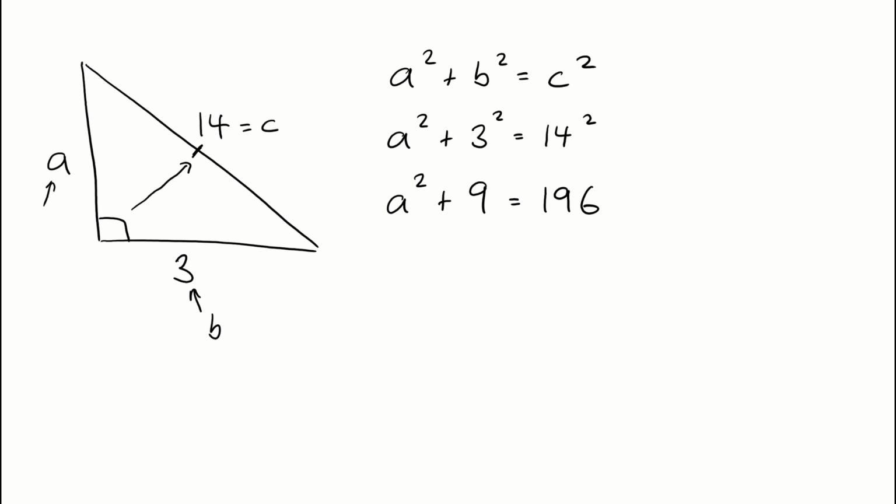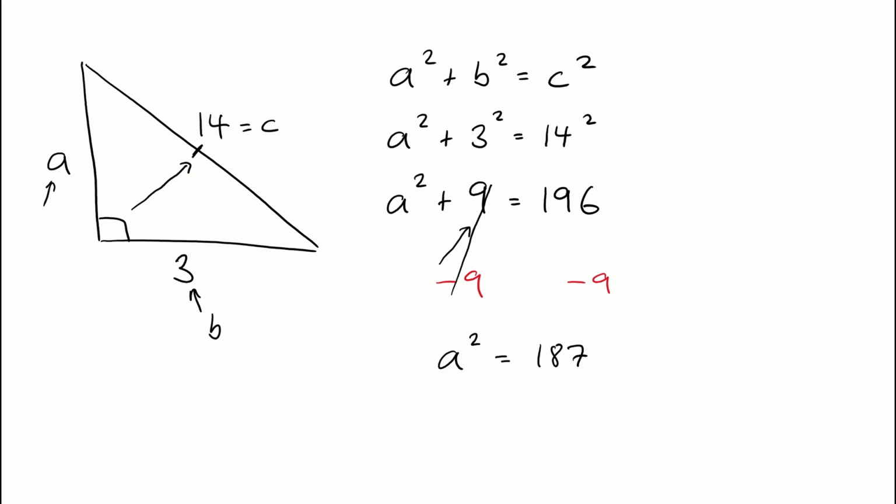Now I want to try and find out what A is. So what is with my A that I don't like at the moment? I've got this plus 9. So how can I get rid of a plus 9? Well, I need to minus 9 from both sides. So I can minus 9 from my left-hand side, which will cancel those out. So I'm just left with my A squared. And 196 minus 9 gives me 187.